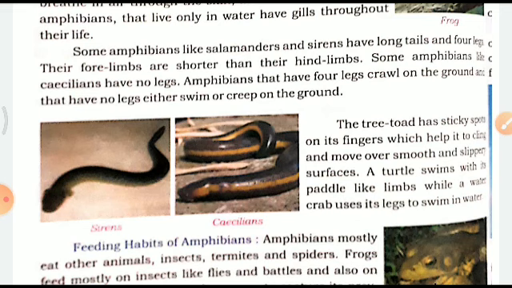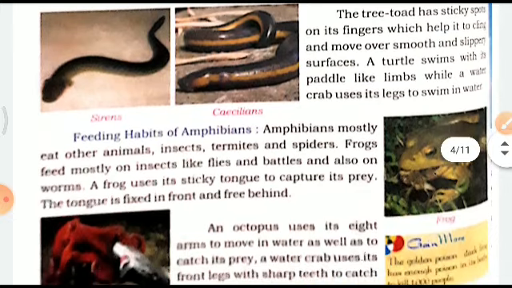Feeding habits of amphibians. Amphibians mostly eat other animals, insects, termites and spiders. That means they are somewhat carnivorous, right? Frogs feed mostly on insects like flies and beetles, and also on worms. A frog uses its sticky tongue to capture its prey. The tongue is fixed in front and free behind, right?